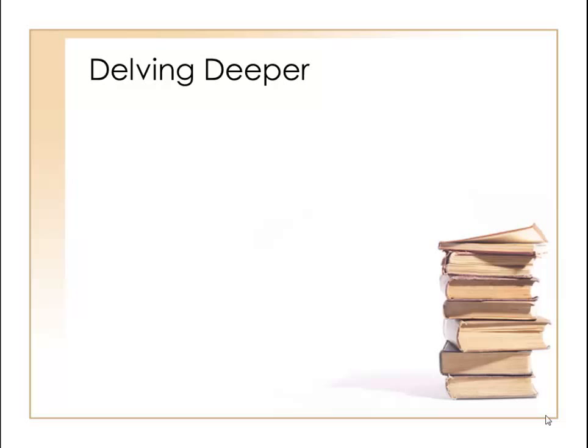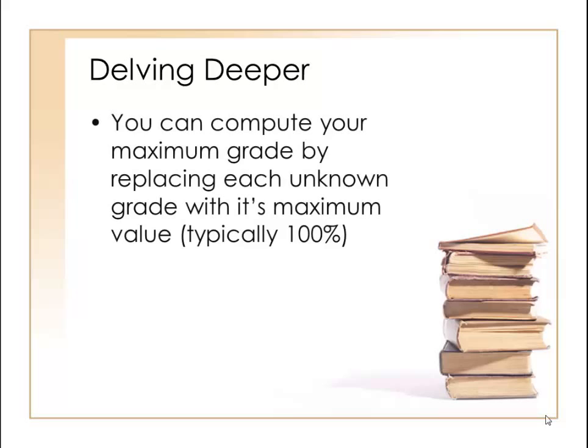Now, if you want to go a little bit further, you can experiment with some what-if scenarios. So, for instance, you can use your current homework and test average and see what happens to your grade if you earned 100% on your final. What if you earned a 90%, and so on. Depending on how much time you want to spend, you can find out exactly what you need on the final to earn that A, B, or C.